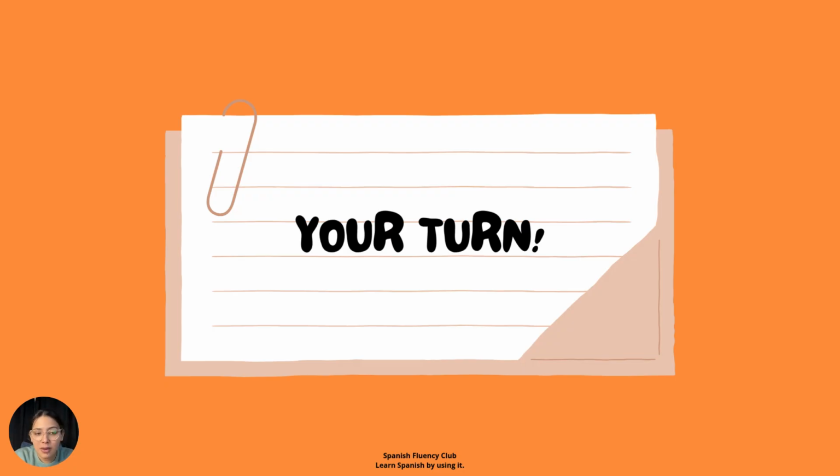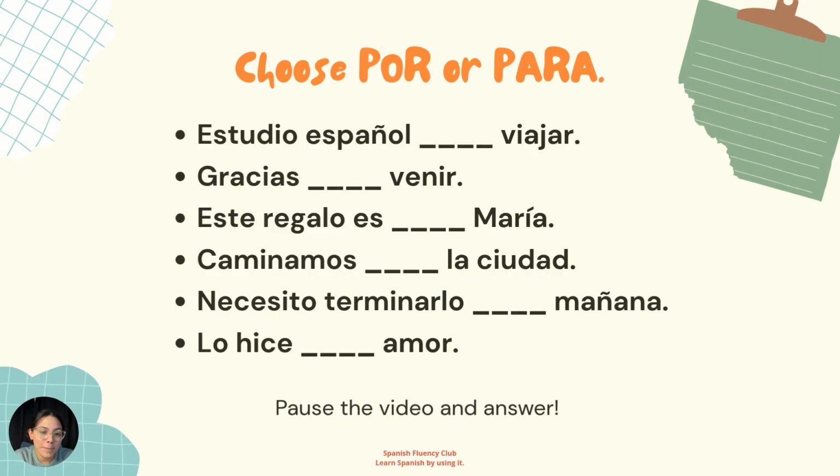Again, it's not a perfect rule for every single sentence in the Spanish language, but when you're speaking and you suddenly think, wait, is this por or para? Start here. Why or what for? Okay? Now let's see if it works. It's your turn. I'm going to give you a few sentences and you need to decide whether we need por or para. You can pause the video before I give you the answers.